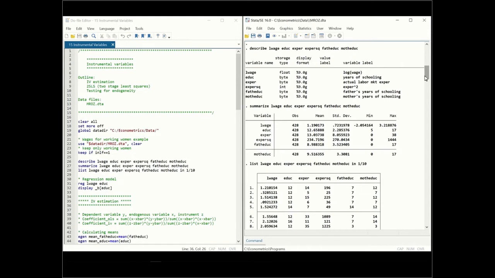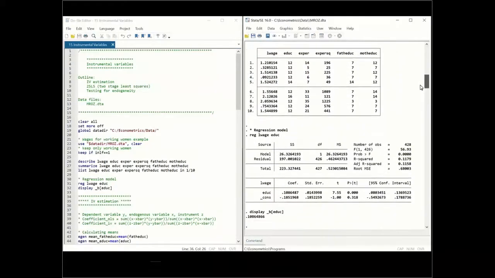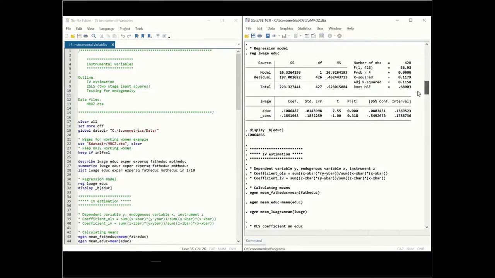Okay, so the first model that we would be estimating is a simple regression model where we have reg of log of wage on education, and here we're displaying underscore b of education. This is basically picking up the coefficient on education. So here we have the regression of log of wage on education, and these are the results that we have here.